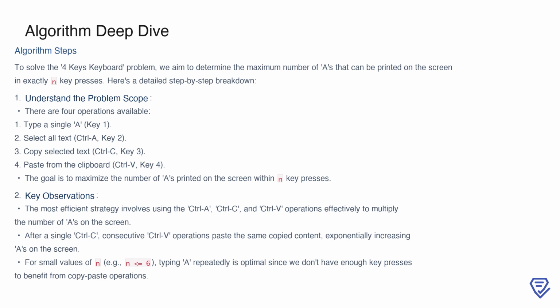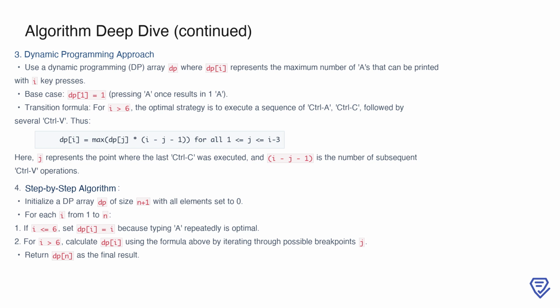However, for small values of n, such as when n is less than or equal to 6, typing A repeatedly is more beneficial because there aren't enough key presses to take advantage of copy-paste operations. This sets the stage for understanding how to balance these operations over a fixed number of presses to achieve the maximum output. The dynamic programming approach is a structured method to solve this problem.